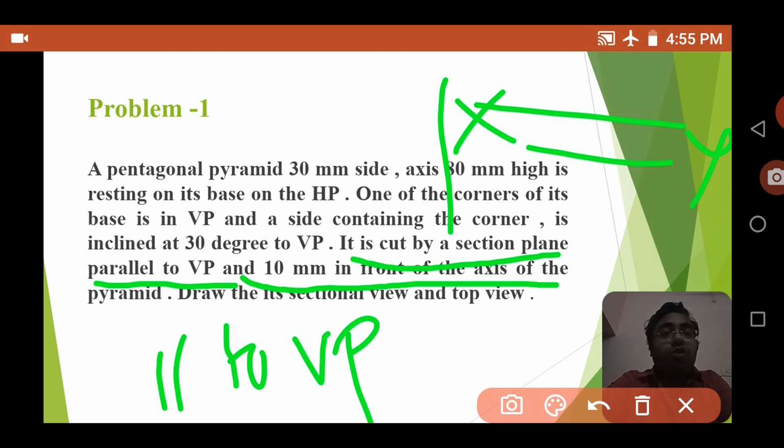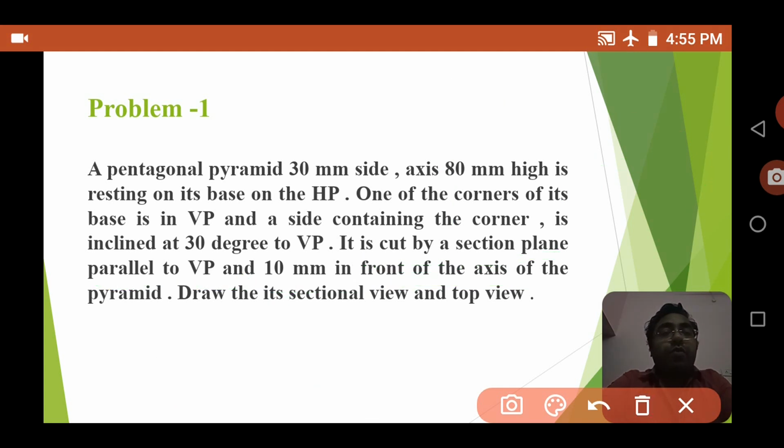So that is from the top view. Now it is 10 mm in front of the axis. So if the axis is there, the plane stands 10 mm in front of it. Draw the sectional top view and draw the sectional front view and top view also.